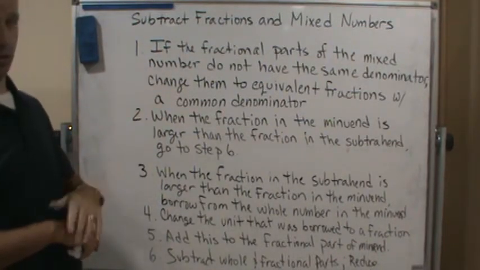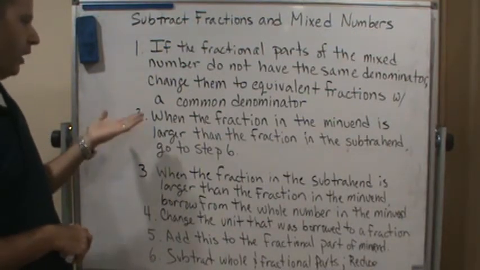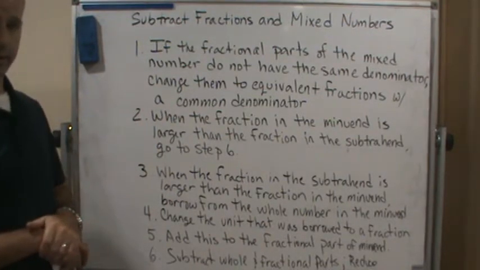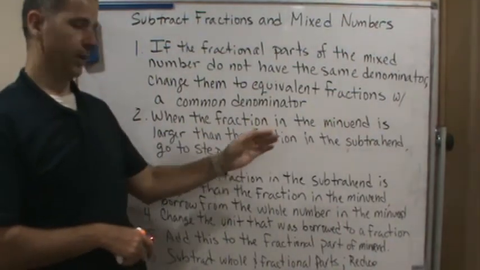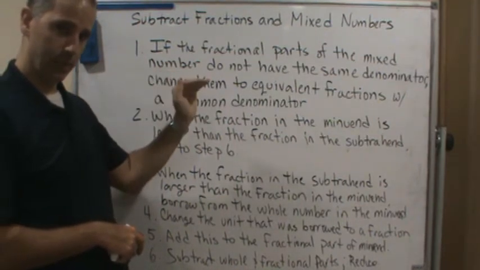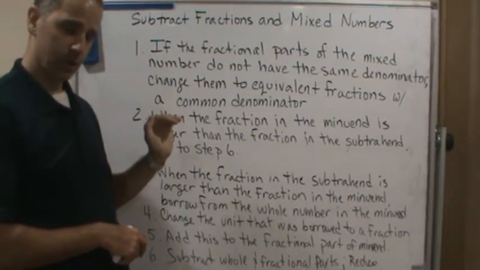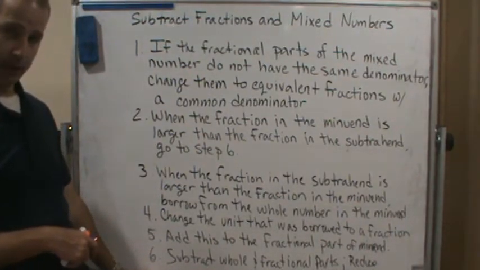change them to equivalent fractions with a common denominator. Two, when the fraction in the minuend is larger than the fraction in the subtrahend, so the fraction that you're subtracting from is larger than the fraction you're subtracting, then we can skip to step 6 down here.